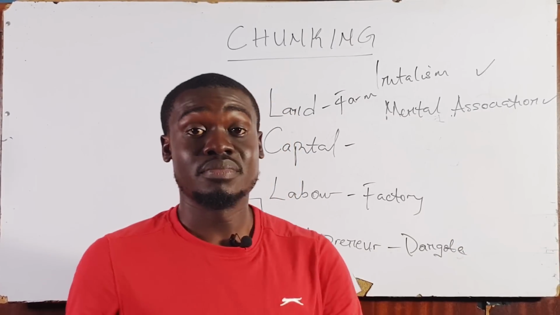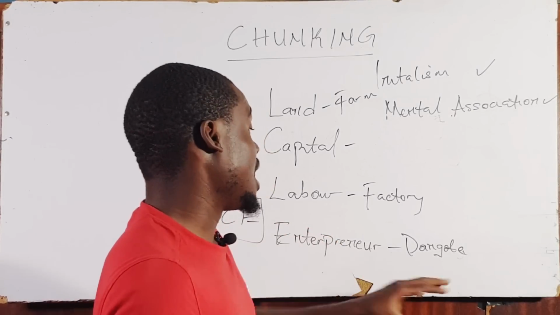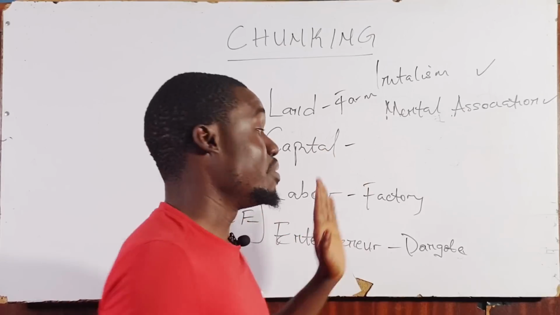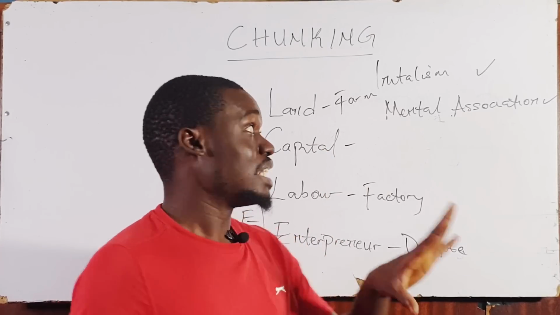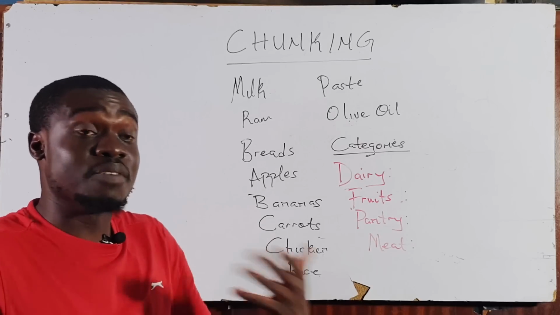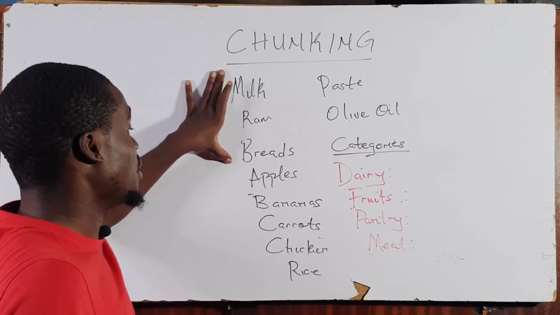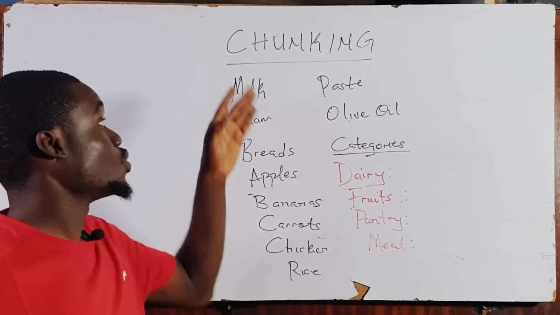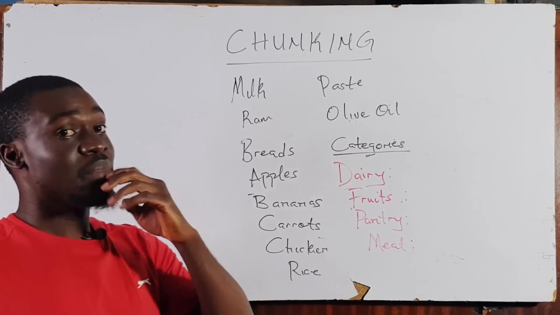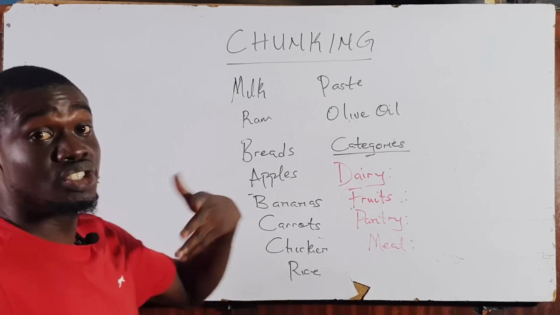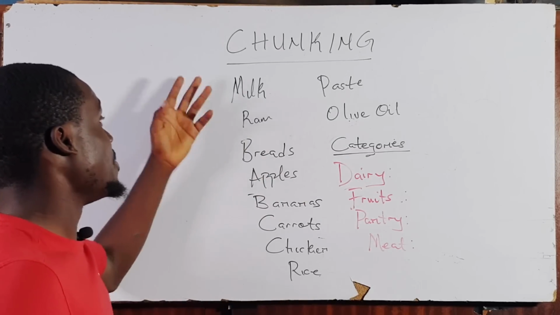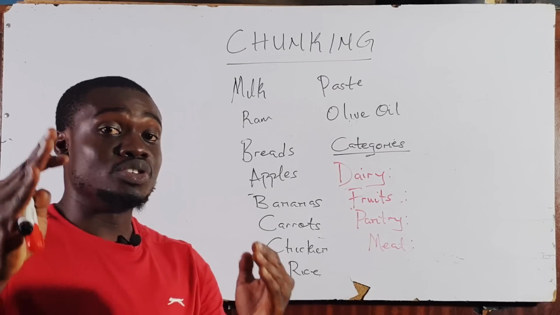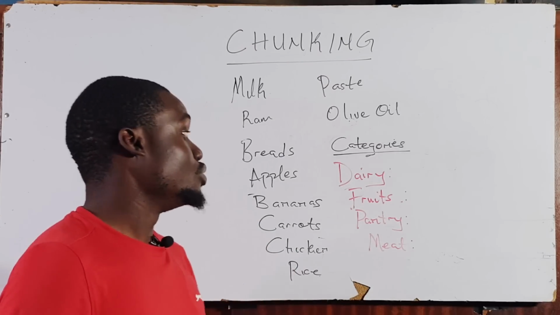Dangote is a businessman, so if I remember Dangote, I remember entrepreneur. That is mental association. Let's take, for example, you are asked to memorize and list everything for your exam. This can be very stressful, trying to memorize each of these: milk, ram, bread, and so on. Chunking is just about categorizing them into manageable chunks.